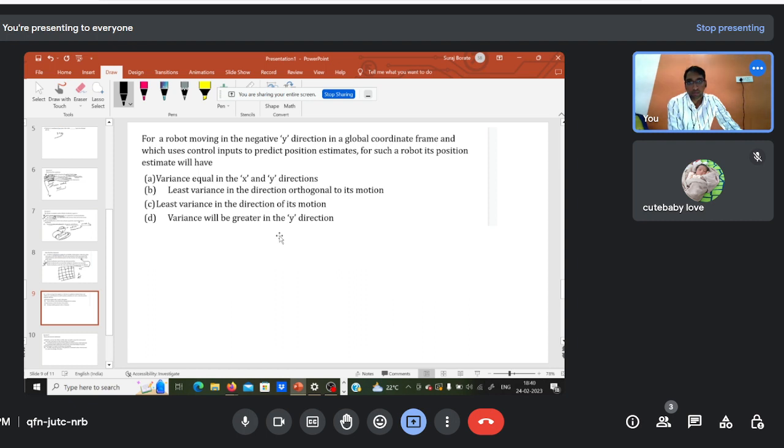So what do the control inputs mean here? The encoder data only. So how do you measure the control inputs? How much the encoder has rotated, or let's say you record the control inputs. I gave motion in the y direction.